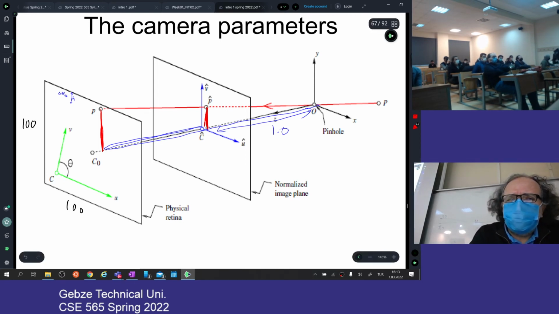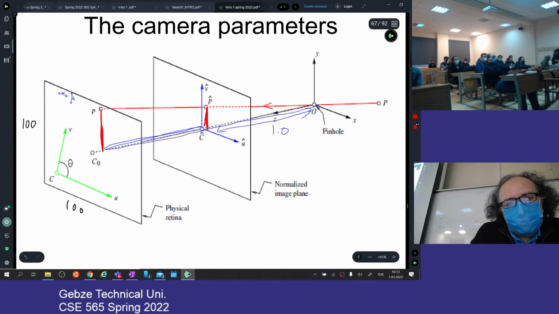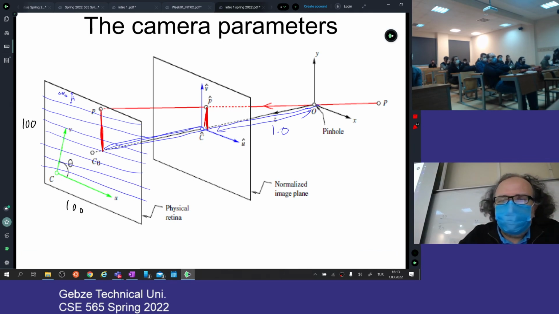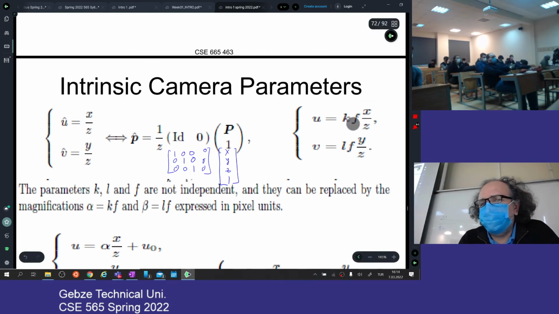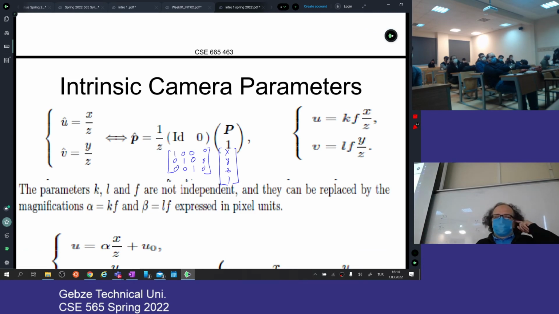I don't want to use the millimeter units anymore. I wanted to use the row and column numbers. Okay, row and column numbers. How am I going to introduce them into the equation? This is what we are going to do. This k and l, okay, f is the focal length. It's how far I am from the origin.